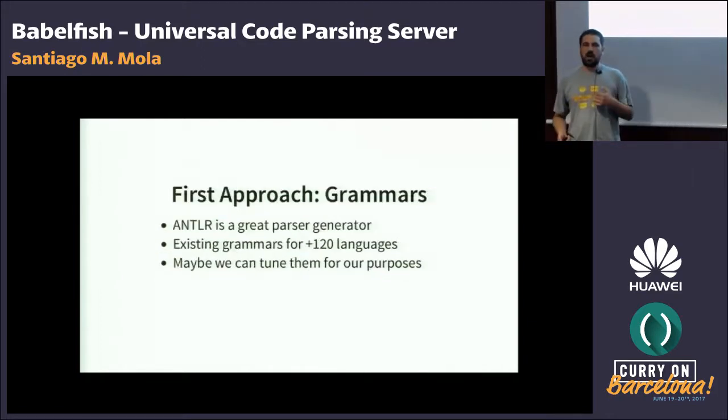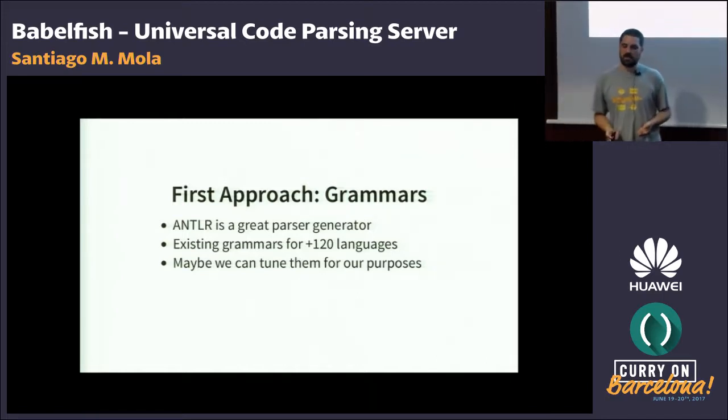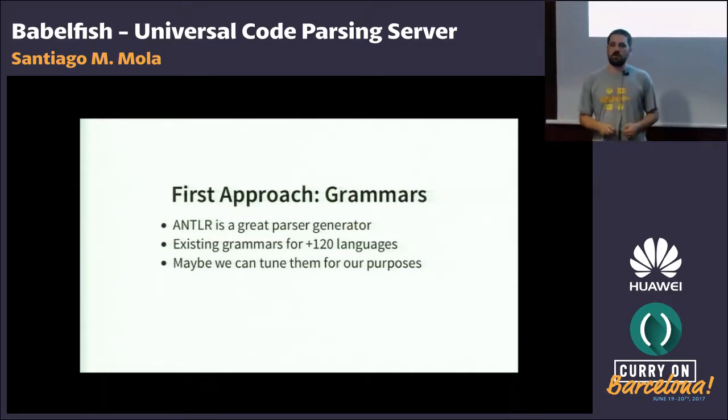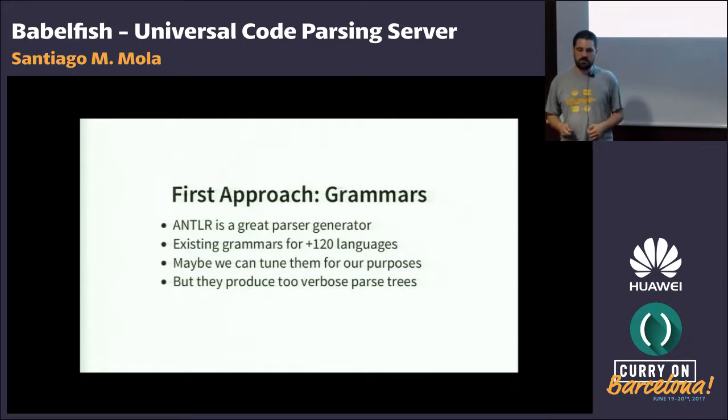So our first approach was using existing grammars. We picked the ANTLR project, which is a great parser generator, and it contains existing implementations for more than 120 languages. So we said, okay, maybe we can tune these grammars to produce these annotations, and maybe they can do the job.